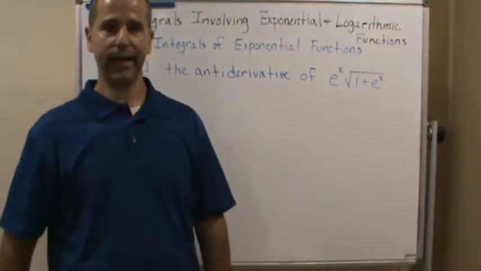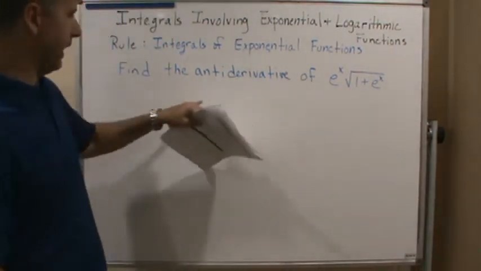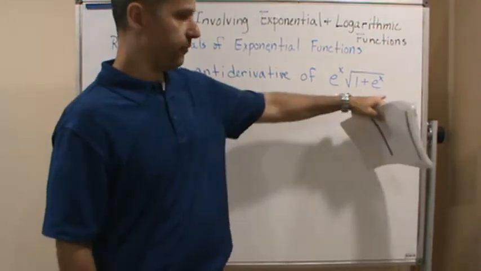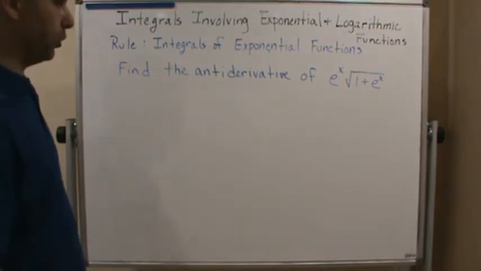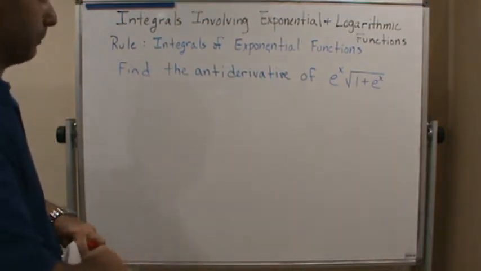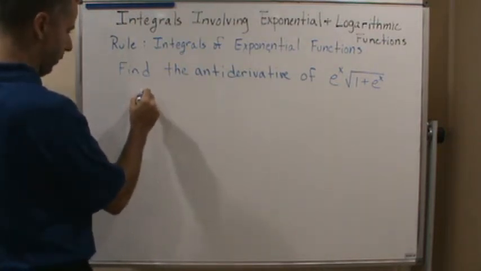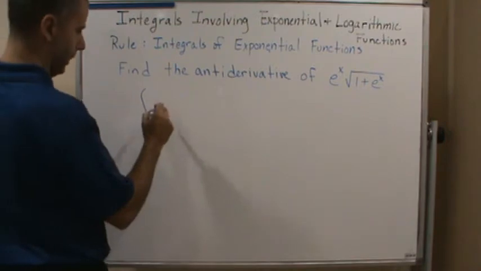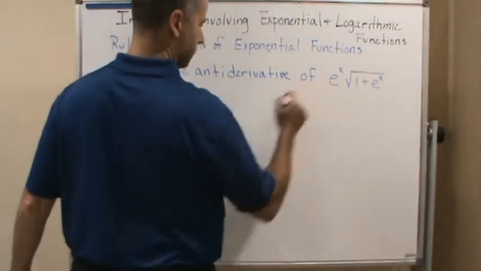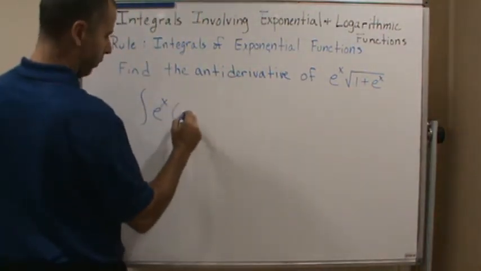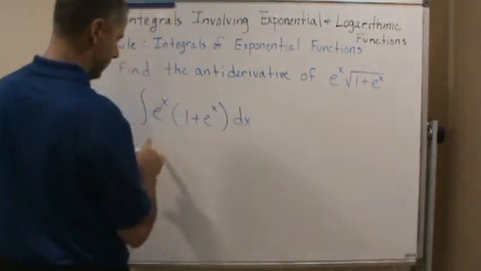Okay, welcome back. Today we're going to do another example, and this one involves finding the antiderivative of this function here. The first thing I'm going to do is rewrite this. So we want to find the antiderivative, so we're going to take the integral, and I'm going to rewrite this e to the x with an exponent. So this is going to be the integral of the square root of 1 plus e to the x dx, because I'm writing it as an integral.